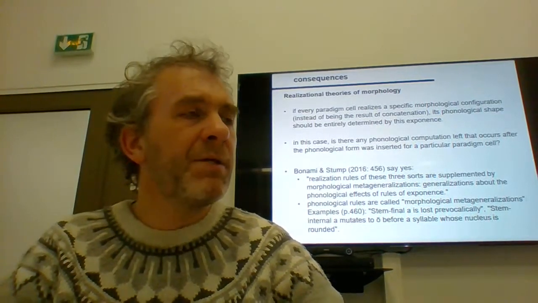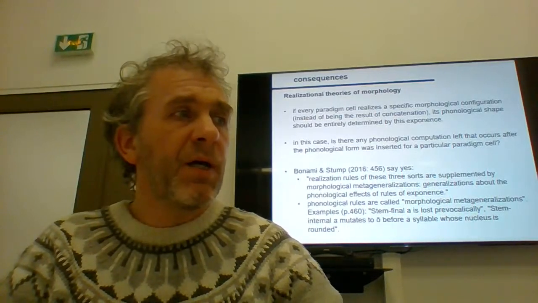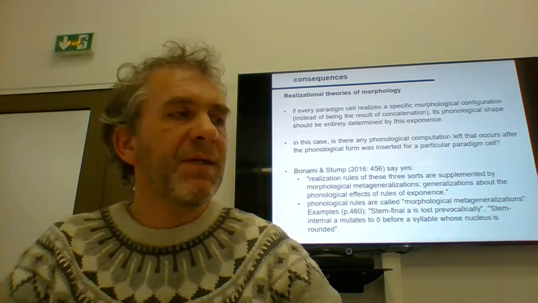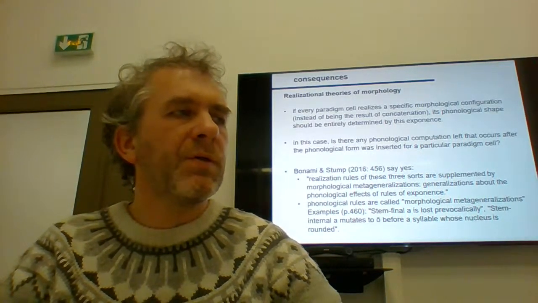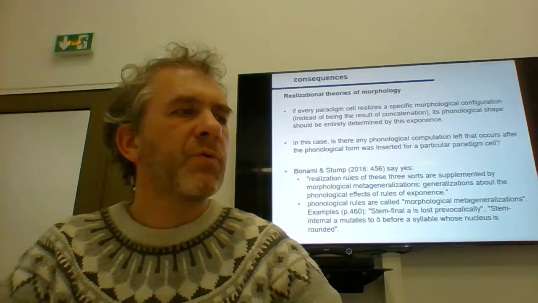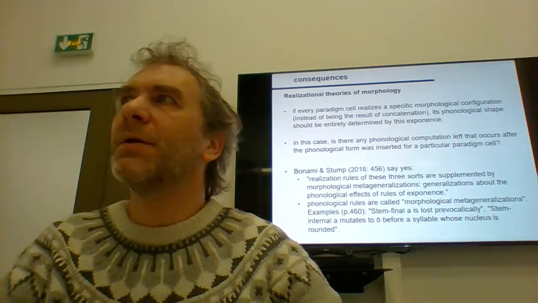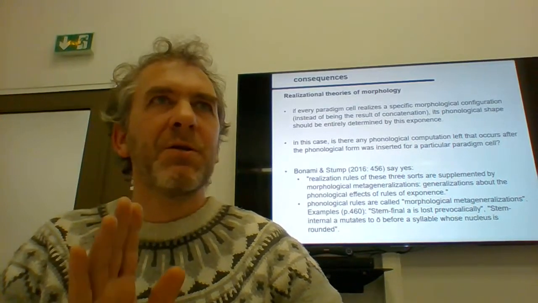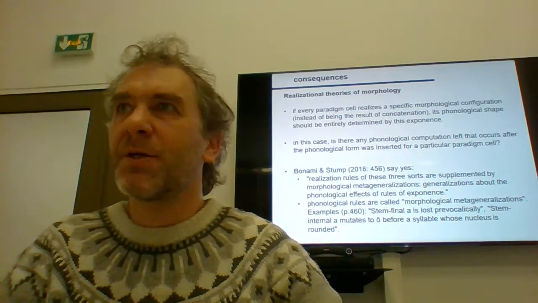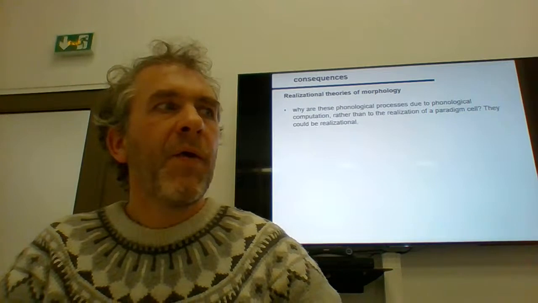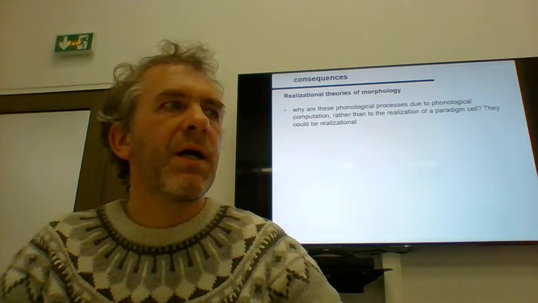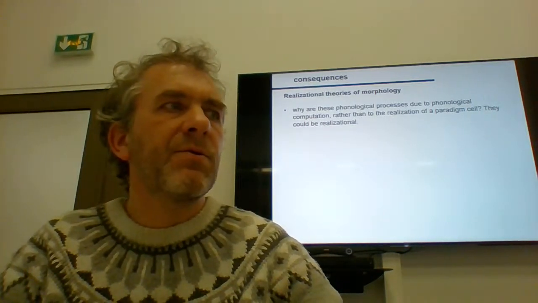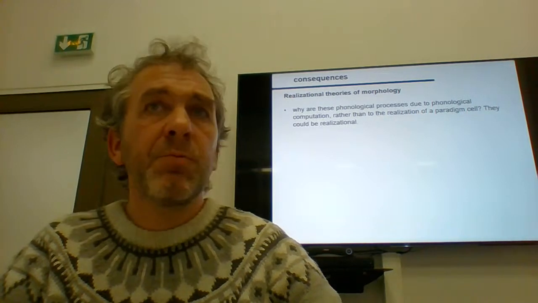And here are examples that they give. So phonological rules are called morphological meta-generalizations. Examples on page 460 are: stem-final R is lost prevocalically, or stem-internal R mutates to Ö before a syllable whose nucleus is rounded. So this is a morphological meta-generalization, but it looks very much like phonology. So they do have a phonology. And then my question would be, why are these phonological processes due to phonological computation in their minds rather than to the realization of a paradigm cell? They could be realizational.